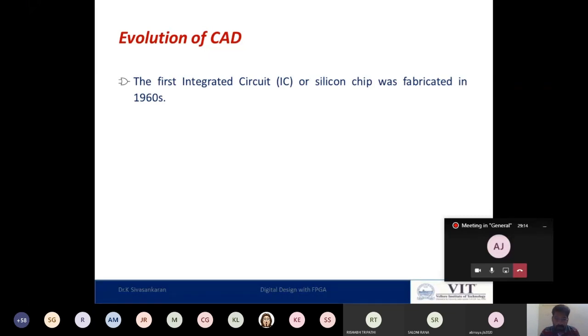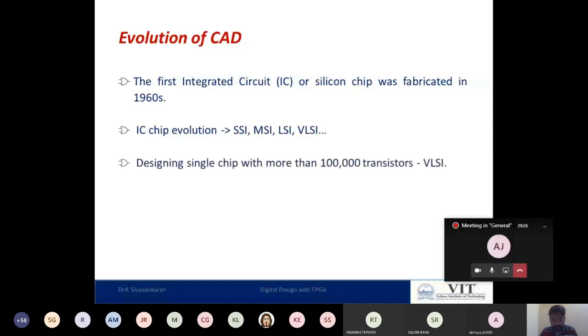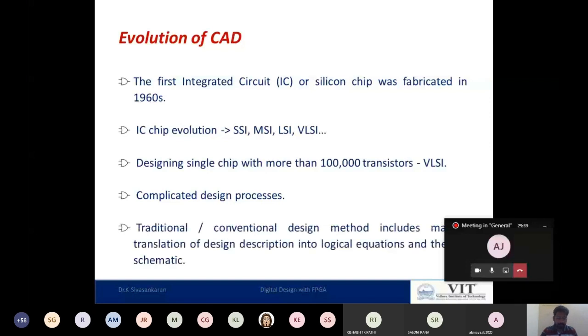So as we discussed earlier in the first lecture, the evolution of the integrated circuit happened in 1960, starting from small scale integration all the way down to VLSI. Now we have moved to gigascale integration. Designing a single chip with billions of transistors, we call it VLSI, and of course we know that it is a very complicated design procedure, right? The design flow that we have seen.